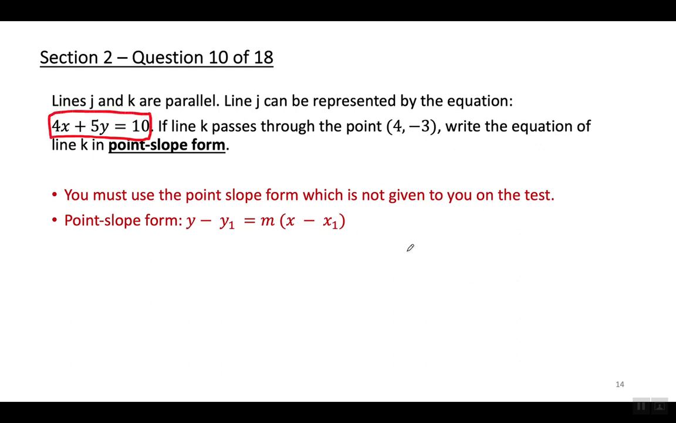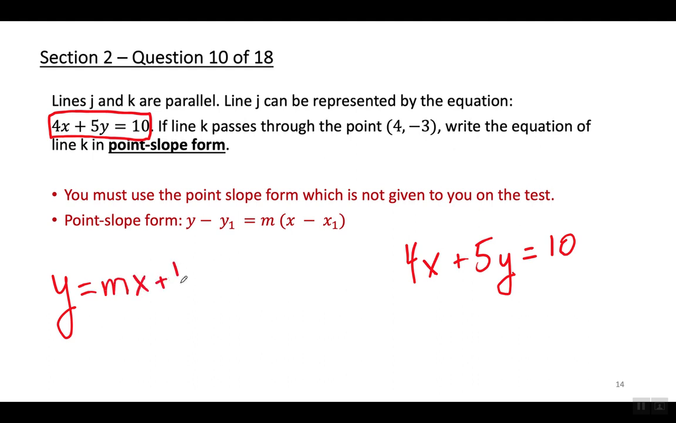All right, so 4x plus 5y equals 10. I'm going to rearrange it to put it in slope-intercept form. There's a way to get the slope from just like that, but I'm not going to do it that way because we've never done that and I don't want to introduce that right now. To be in slope-intercept form, it's got to look like this: y equals mx plus b. The y's got to be by itself.